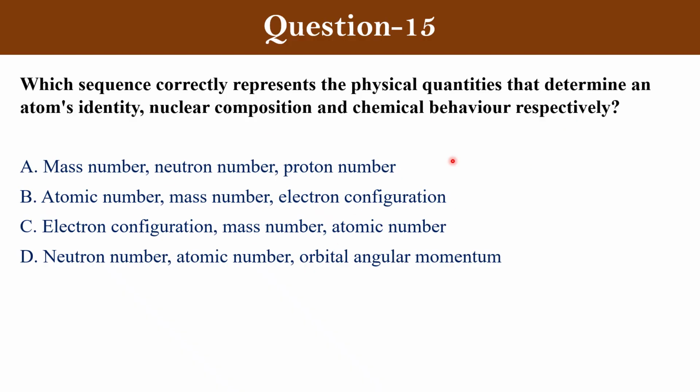Electron configuration means the SPDF notation you studied. So the correct answer is option B, atomic number, mass number and electron configuration. Identity is determined by atomic number, composition by mass number, and chemical behavior by electron arrangement, that is, electronic configuration. This relationship forms the basis of both chemistry and radiation interaction.